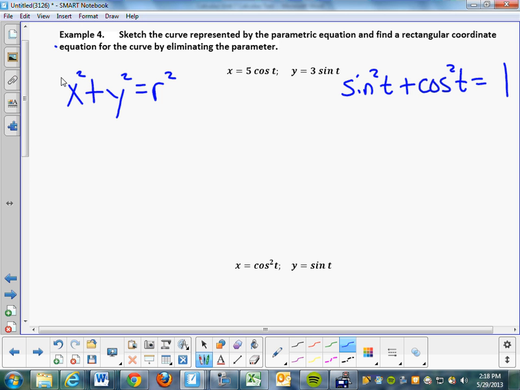And it says sketch the curve represented by the parametric equation. Find a rectangular coordinate equation for the curve by eliminating the parameter. So do you see a relationship between these two expressions? Okay, so what we want to do is write it so that there's no longer an x and a y equals, but that the x and the y are together. And if we want to eliminate the parameter, that means we want t to go away. So we want to somehow figure that out. That's our goal. How do we get those t's to go away?